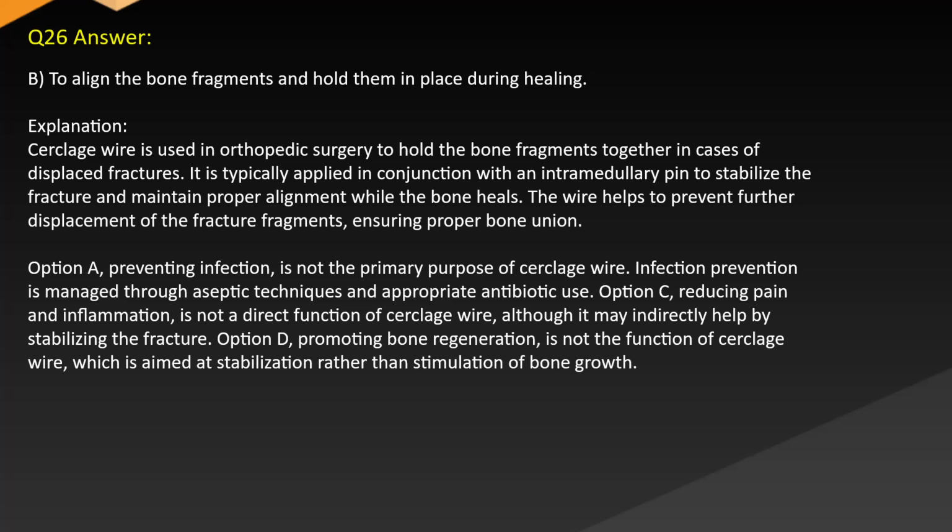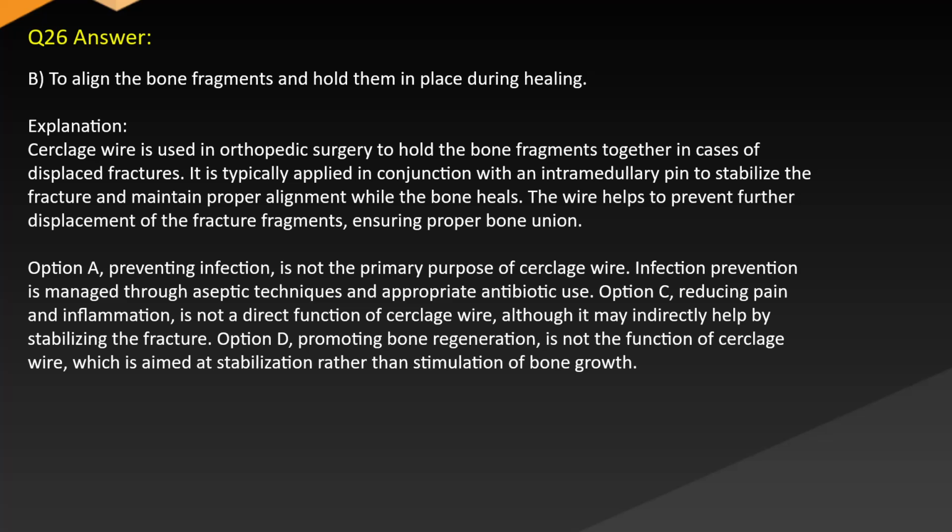Explanation: cerclage wire is used in orthopedic surgery to hold the bone fragments together in cases of displaced fractures. It is typically applied in conjunction with an intramedullary pin to stabilize the fracture and maintain proper alignment while the bone heals. The wire helps to prevent further displacement of the fracture fragments, ensuring proper bone union.